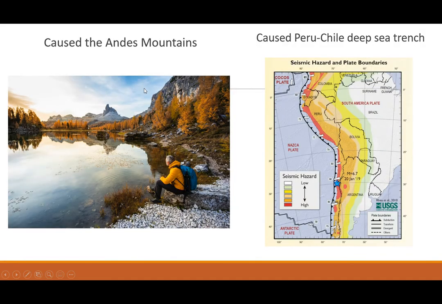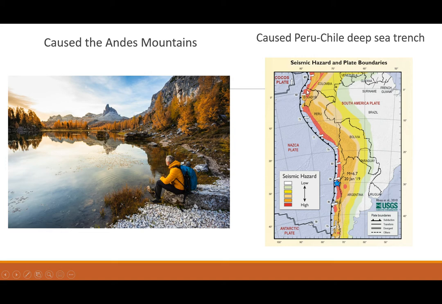Another thing that subduction zone created is actually the Andes Mountains. The Andes Mountains is the longest mountain range, and it is also home to some of the highest peaks in the world. So I think that's pretty cool that this little plate kind of caused all that.